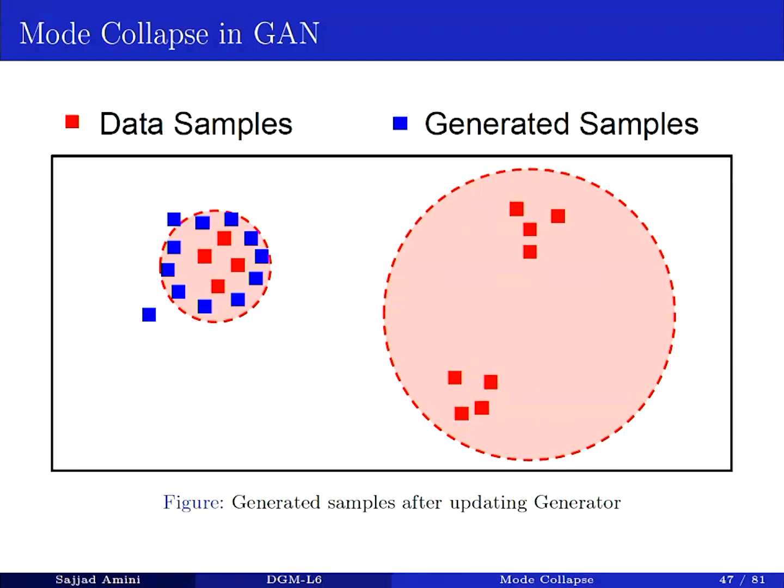The discriminator assumed that these are the data samples and these are the generator. Oh, we have a major problem with this marker.